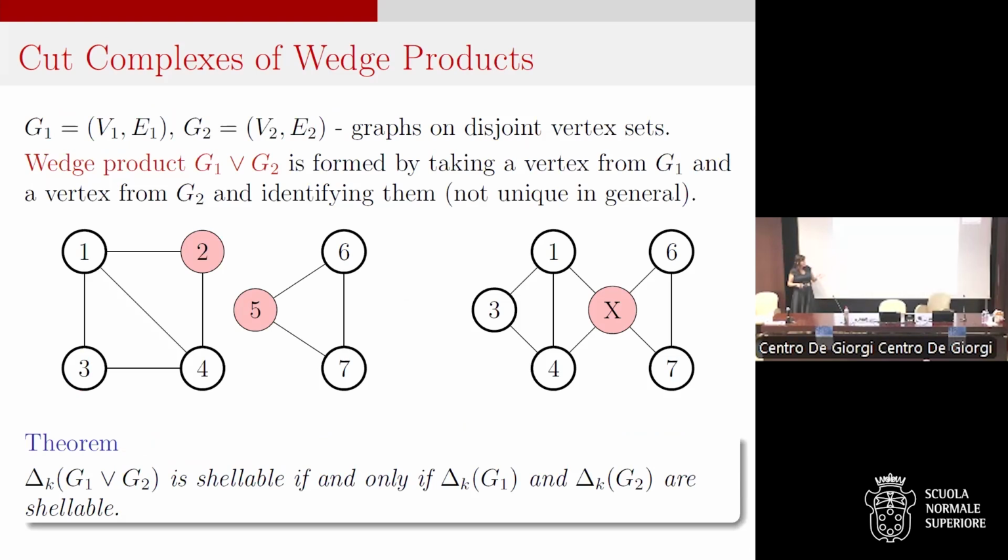And the third construction, well, this is something that allows us to work with those graphs that have a disconnecting point, a disconnecting vertex. It says, okay, what can we do about the wedge product of two graphs? We have a graph, and we just identify two vertices. And again, we have this result that the cut complex of this wedge product is shellable if and only if both parts are shellable. So it's nice, you can add graphs and keep shellability.